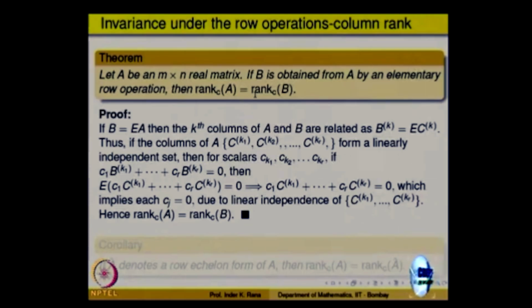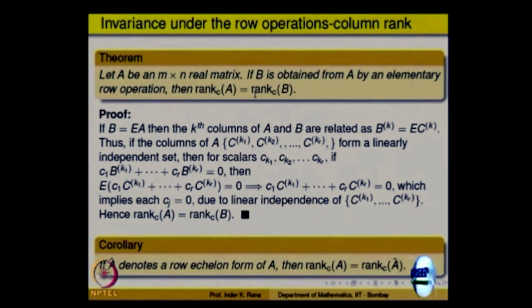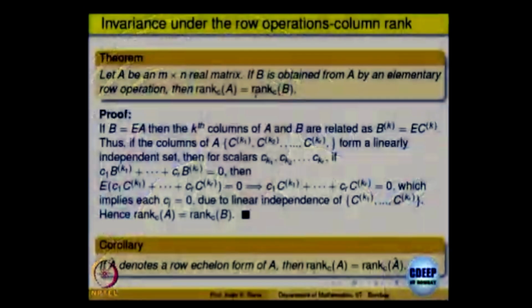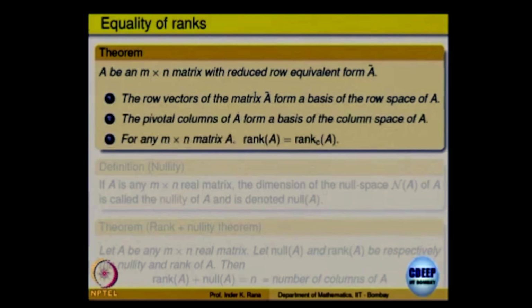So dimensions are the same. As a corollary, if B is the row echelon form, so if we take a matrix A and bring it to row echelon form, then the column space of A is the same as the column space of the row echelon form, and hence the dimensions are the same, they do not change. And here is a theorem based on the things we have just discussed.